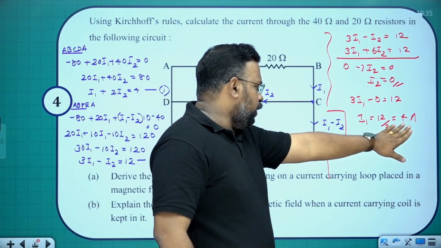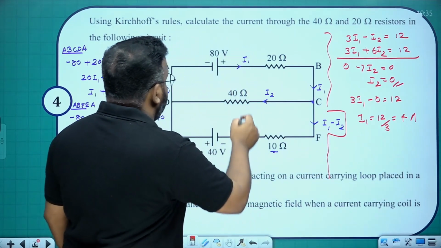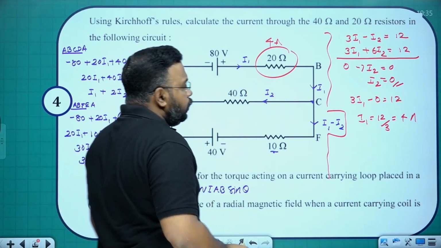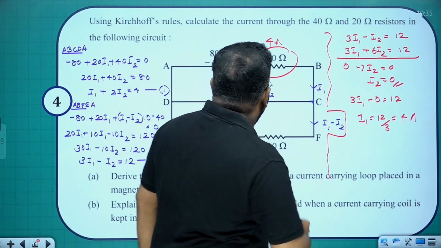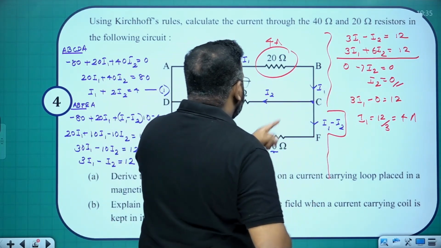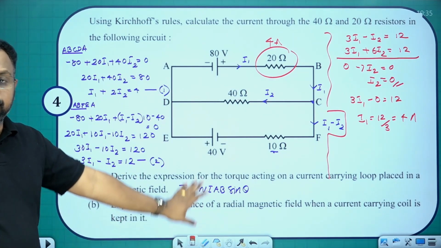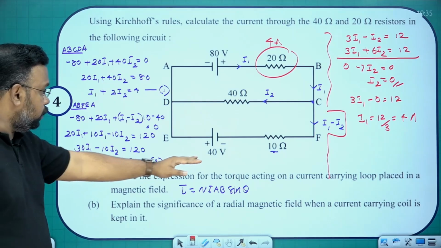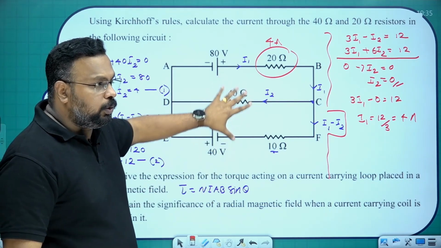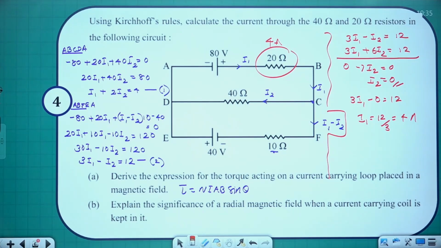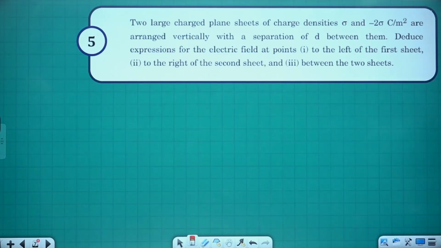So what is I1 value? I1 is 4 ampere. 4 ampere means current through 20 ohm resistor is 4 ampere and current through 40 ohm resistor is 0. There is no current flowing through the middle part. This one already explained. So 3 mark question, but this is actually an OR question. Either this one or this one. Okay? Yes. Let's move on to the next question number 5.